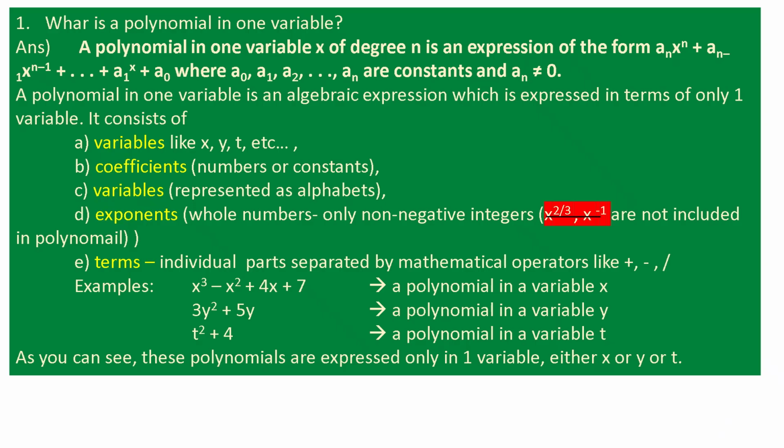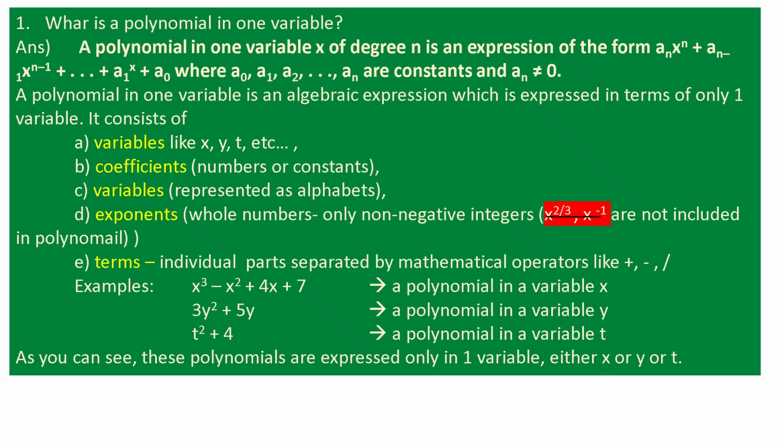A polynomial in one variable x of degree n is nothing but an expression of the form a_n x^n + a_(n-1) x^(n-1) and so on up to a_0, where all these a_0, a_1, a_2 and so on up to a_n are constants and a_n is not equal to 0.